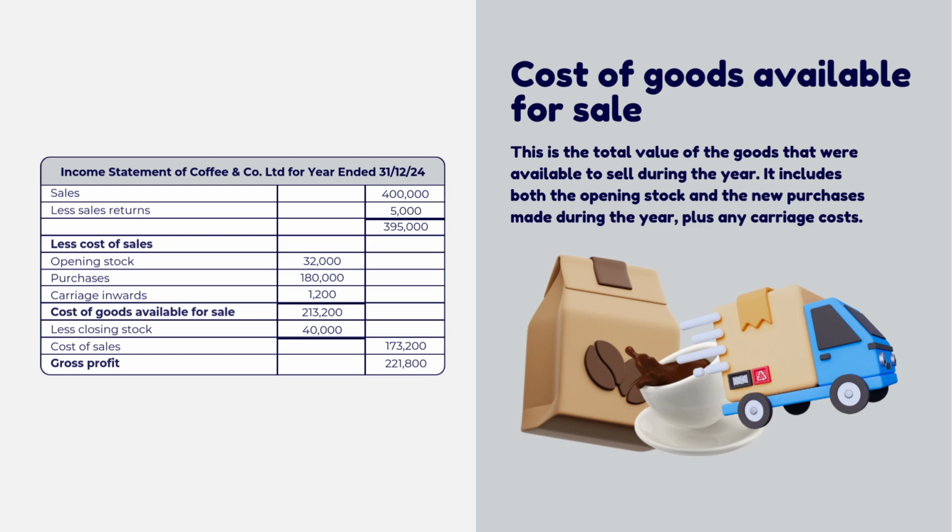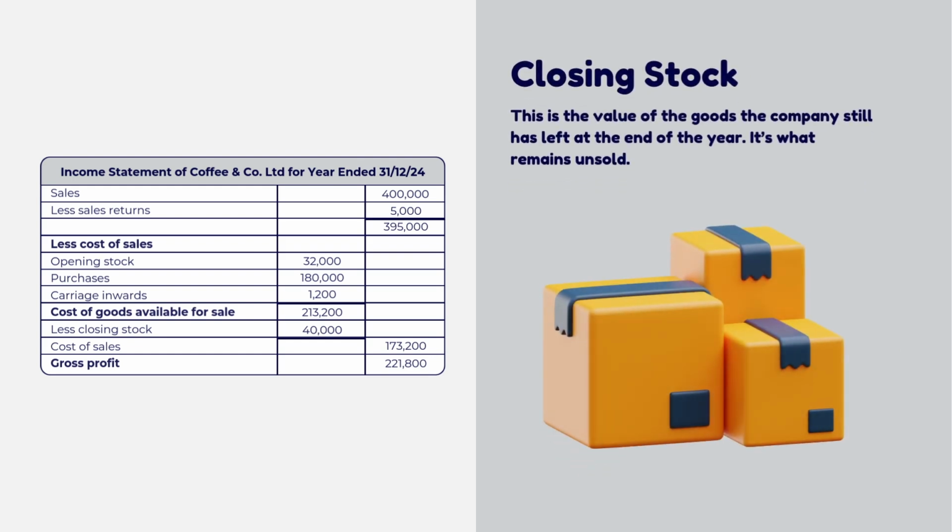Next, what we do is subtract closing stock, which is the value of the stock left at the end of the year. For Coffee Co, this is €40,000. What this means is by the end of the year, Coffee Co still had 40,000 worth of unsold stock. So that could be coffee beans still on their shelves, coffee cups and other supplies. This closing stock would be the coffee's opening stock for the following year.